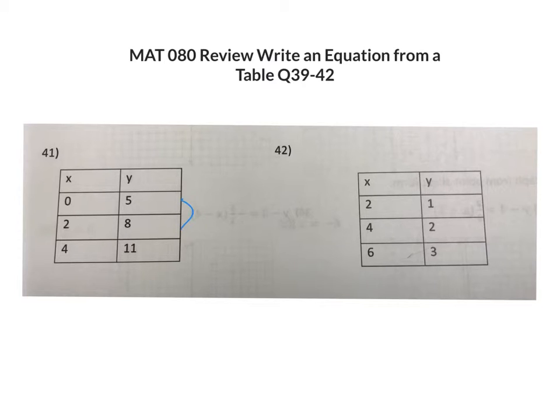How do you get from 5 to 8 or 8 to 11? We're adding 3. How do you get from 0 to 2 and 2 to 4? We're adding 2. Slope is the change of y over the change of x. So y equals 3 halves x.